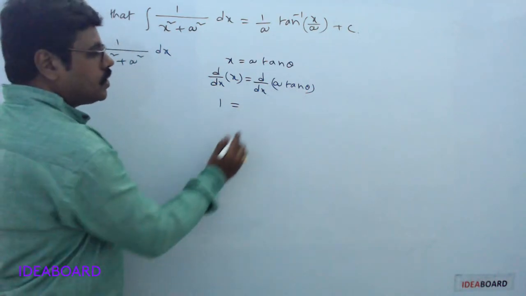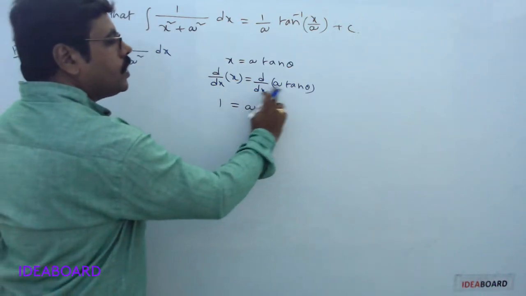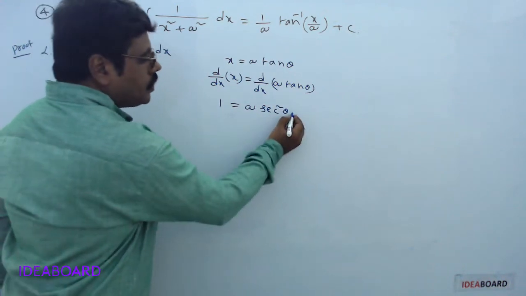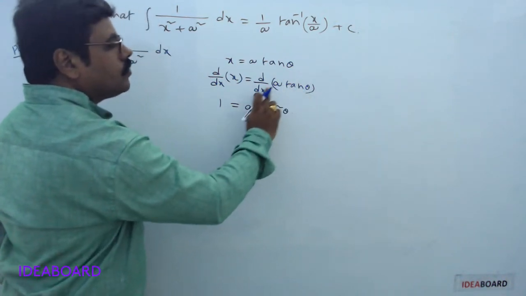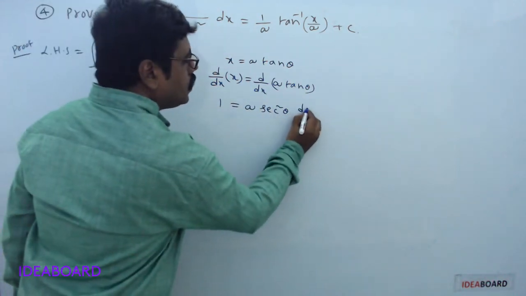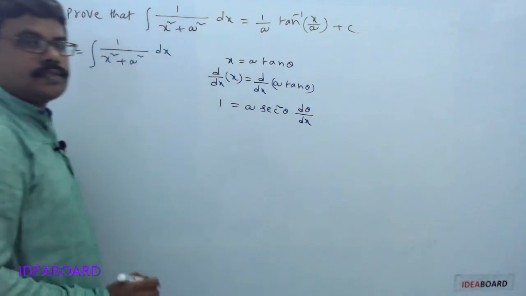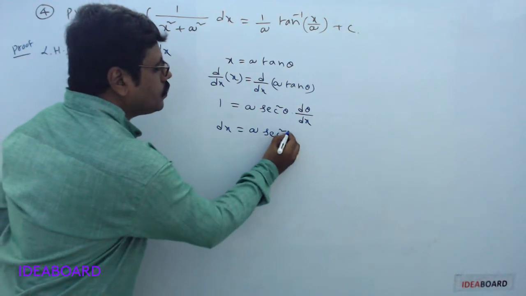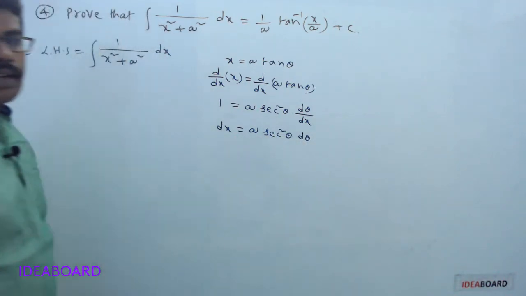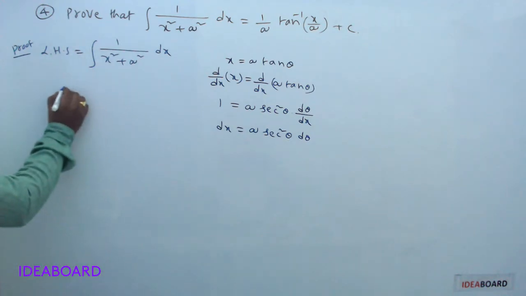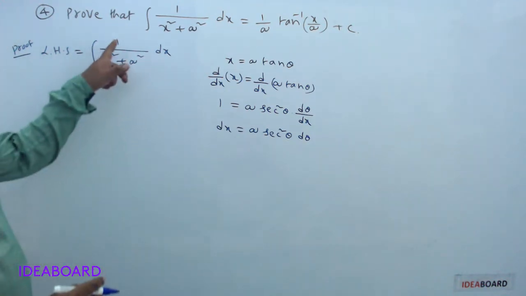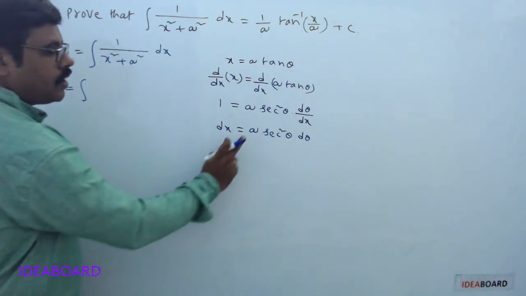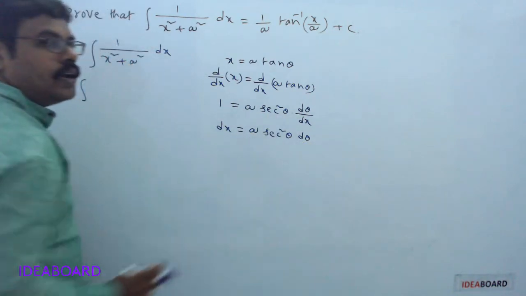Here a is the constant term, so a into derivative of tan theta. Derivative of tan theta is secant square theta into derivative of theta with respect to x, that is d theta divided by dx. Now from this dx can be taken as a into secant square theta d theta. Now come to this LHS part. This equal to integral. Here 1 into dx, that is nothing but dx. So in place of dx you write down a into secant square theta d theta.